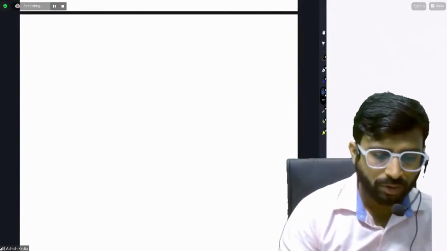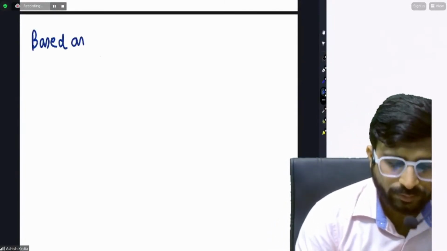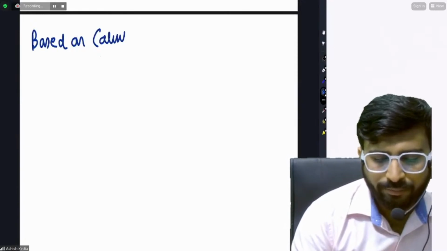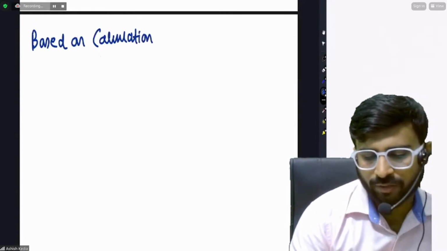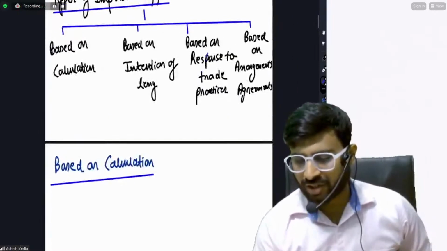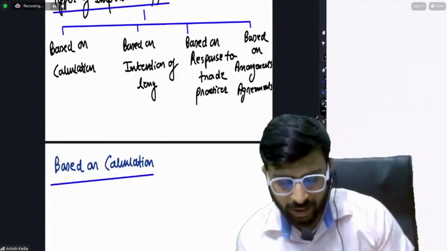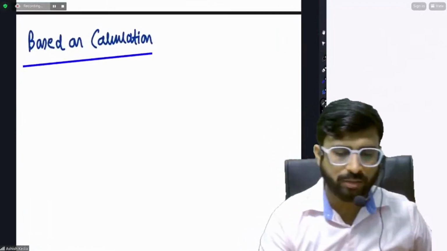So number one is based on calculation we are going to discuss. Yes, in the ICAI module, there is no such difference given. It is just for your easiness. I am trying to write it like this. Okay. Based on calculation. Number one.